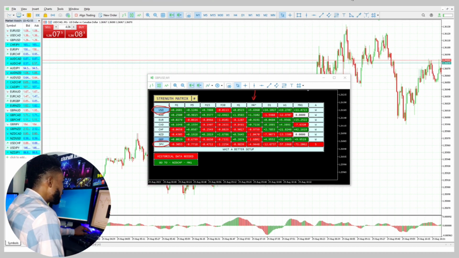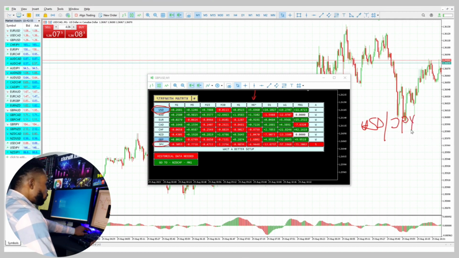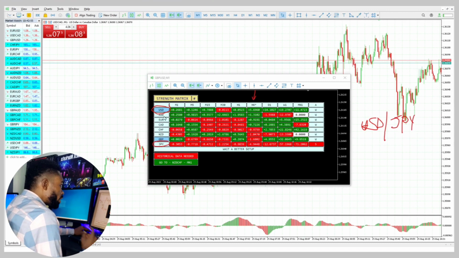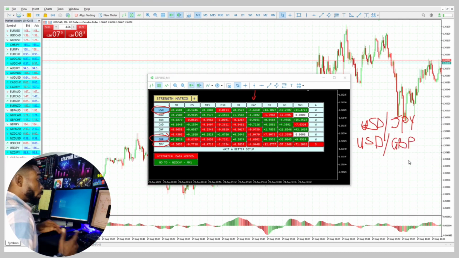So we can say, let me write it here. We can merge USD with the JPY. Okay. What else can we merge? We can see that the USD is strong and the pound is also weak. Can you see the pound is weak? So we can also merge the USD with the pound, with the Great British Pound. What else can we merge?